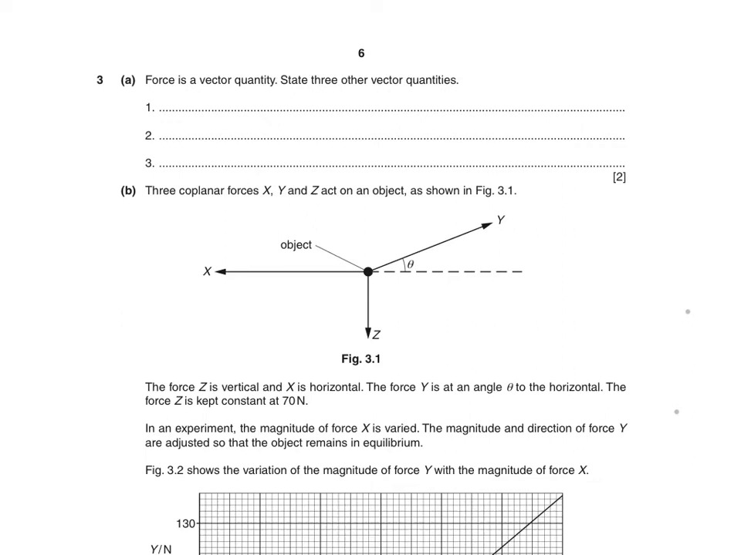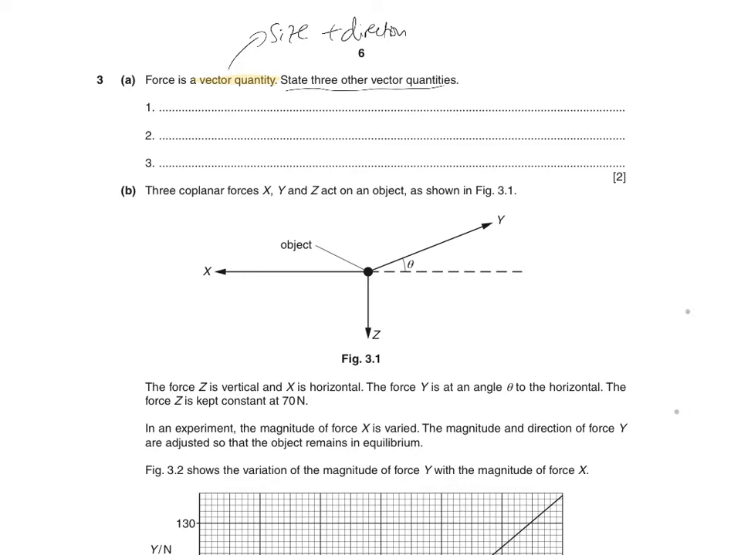I'm going to have a look at this quite difficult forces question from the November 2014 paper. The first question tells you that force is a vector quantity. First thing you're thinking is, what's a vector? Remember, a vector is something with size or magnitude and direction. It's asking you to state 3 other vector quantities. So this is anything that can have a size and a direction.